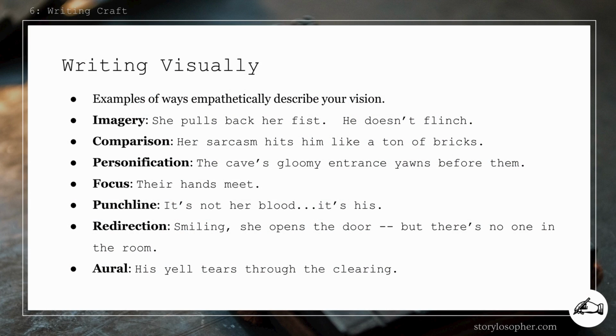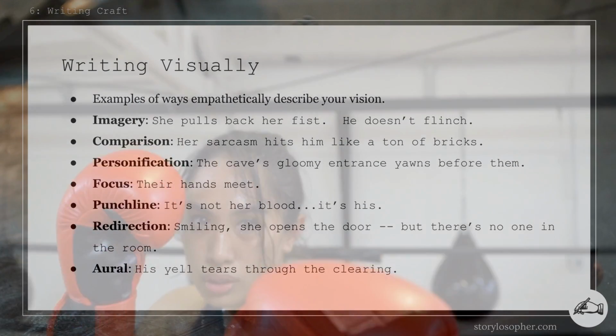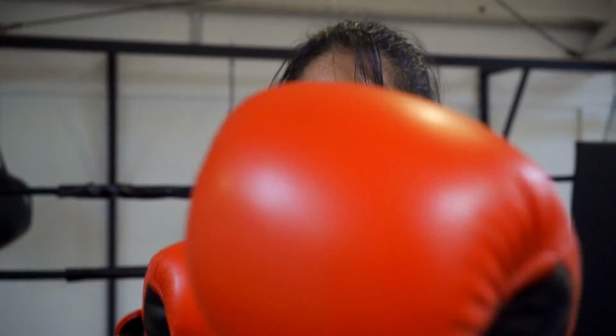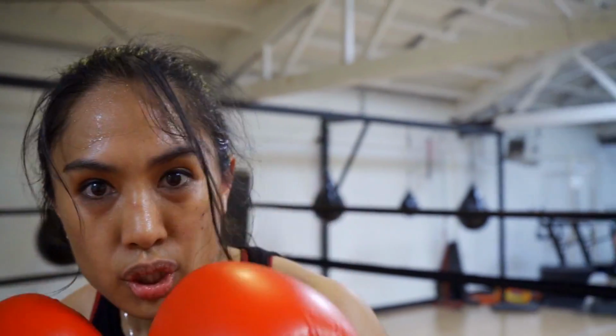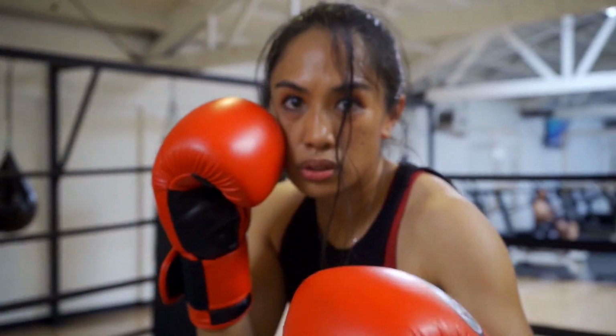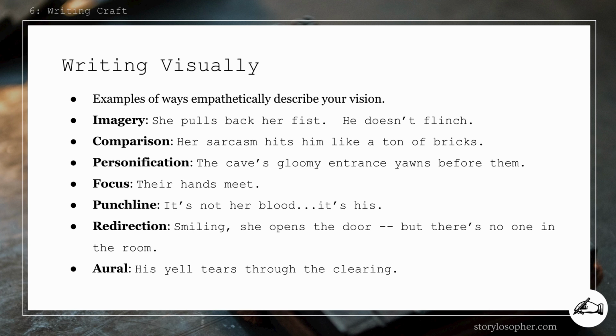Imagery. She pulls back her fist. He doesn't flinch. These are things that can actually happen. You can film them, but moreover, they imply emotions. Instead of saying, she's so angry she wants to hit him, but he's not afraid of her, you do this. This is stronger imagery. She pulls back her fist, but he doesn't flinch. Comparison: her sarcasm hits him like a ton of bricks. That can imply the effect that her words have on him in a way that will then be portrayed through the performance.